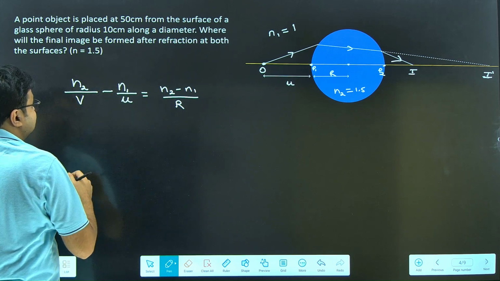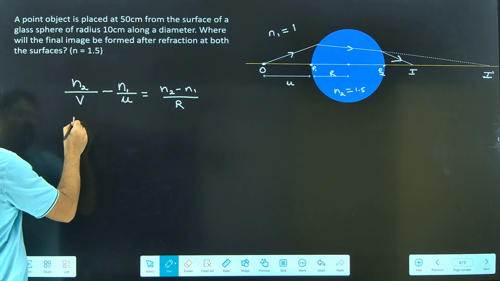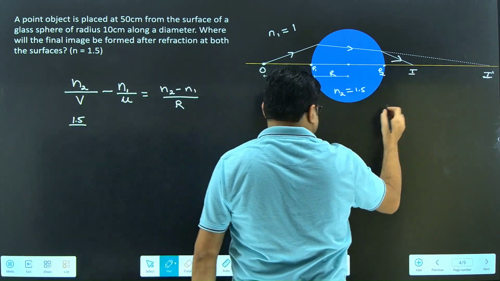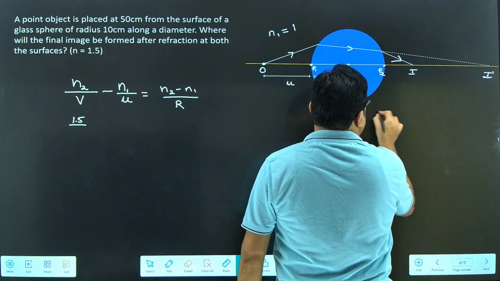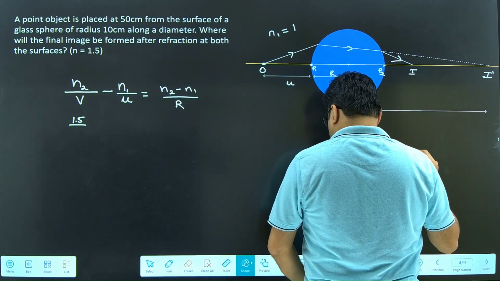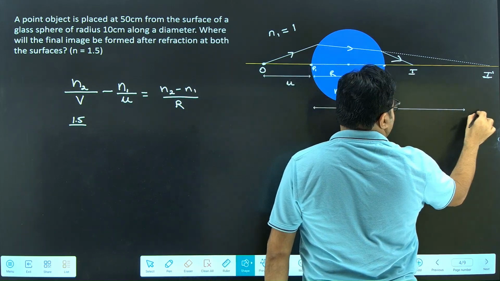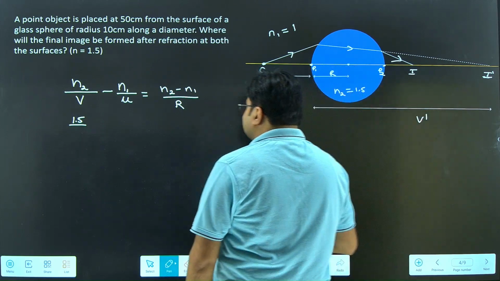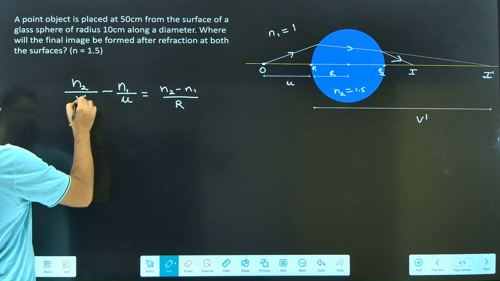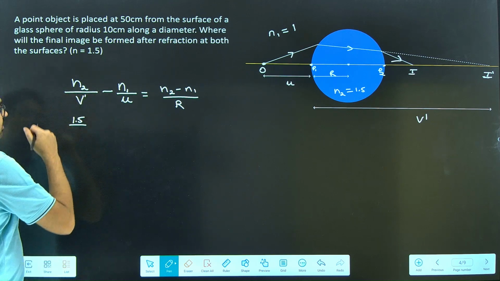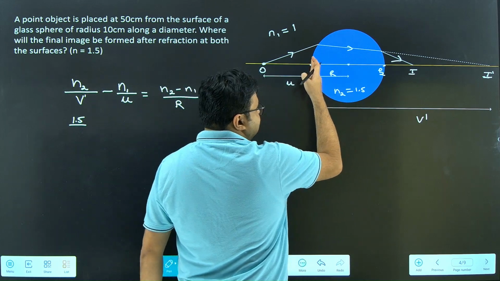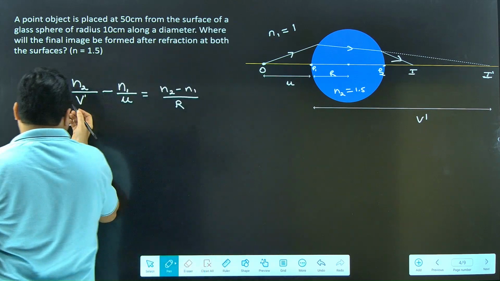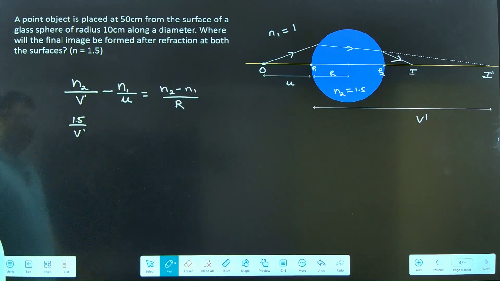So let us write this down. Let's substitute. Refractive index of the image medium is 1.5 divided by image distance. My dear friends, in this case this distance, all the way from the pole to that place, is what I would like to call V dash. That's the image distance. So I just manipulate this formula: 1.5 divided by V dash. V dash is a distance measured from this pole and it is being measured in the direction of incident light. But it's an unknown. You must not worry about its sign convention.